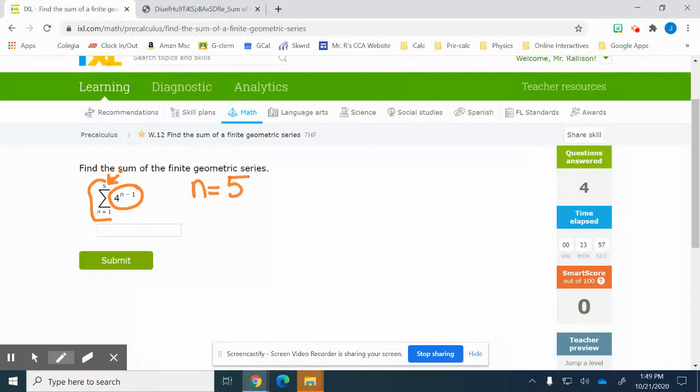The r value, I'm going to erase this stuff now. The r value is whatever number is under the exponent, because it's the thing that's getting multiplied a certain number of times together, right? So here the r value is 4. So r equals 4. And then we're going to find the a value.